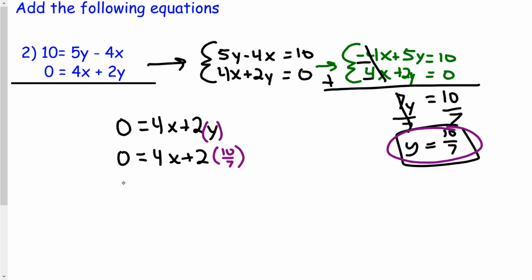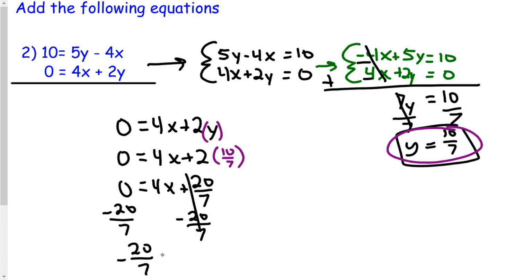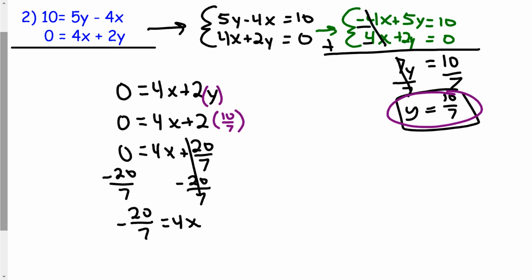And we'll just solve from here. 0 equals 4x plus 2 times 10 sevenths, which is, I guess we could say, 20 sevenths for now. We're going to subtract that off both sides because that's the constant, and we always get rid of the constant first. Gives me a negative 20 sevenths equals 4x. And then we would divide by 4 on both sides.